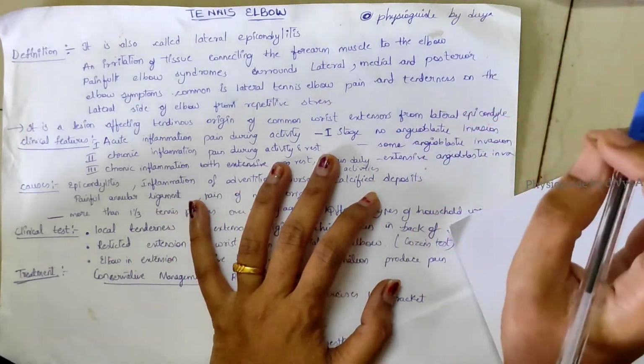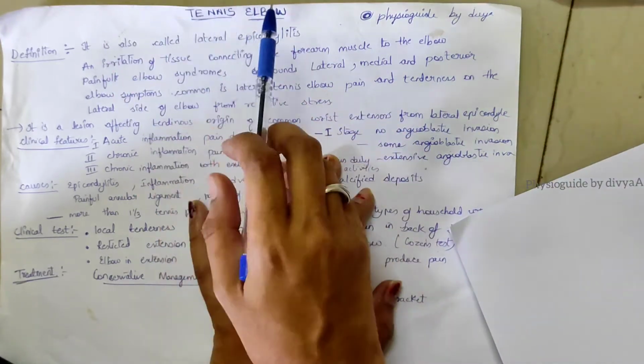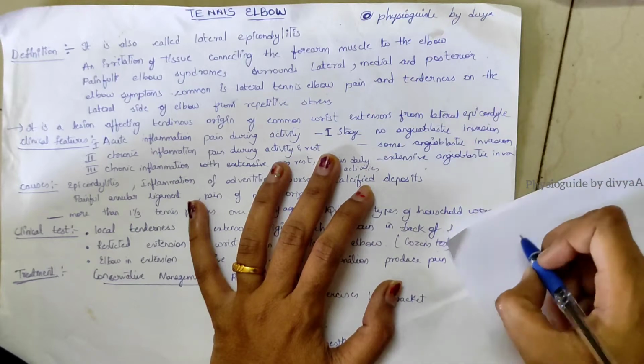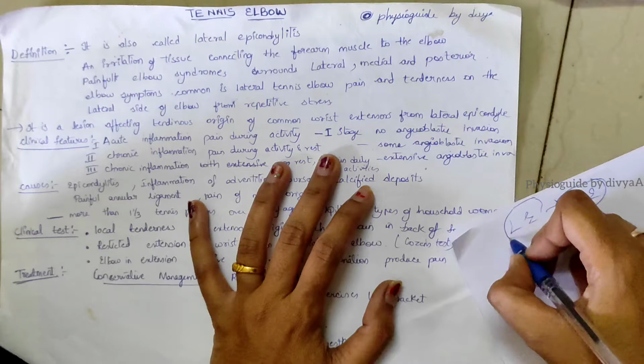So today I am going to teach about tennis elbow. What is tennis elbow? It's also called lateral epicondylitis. Lateral epicondylitis is also called tennis elbow. Either name we can use. Okay.